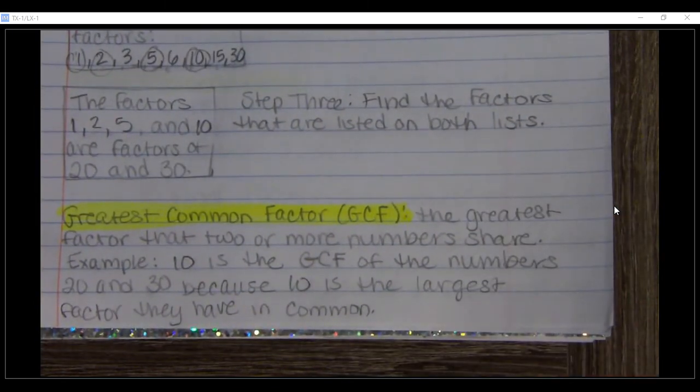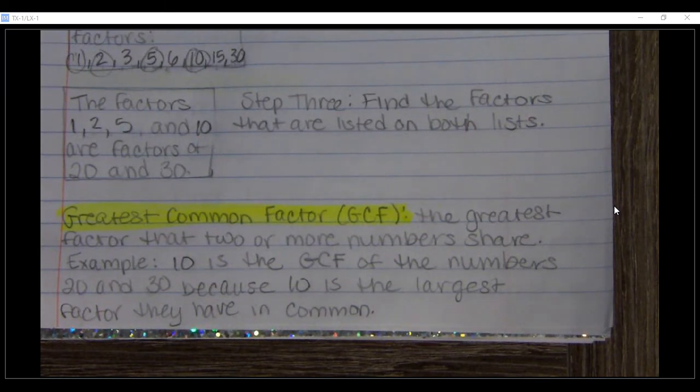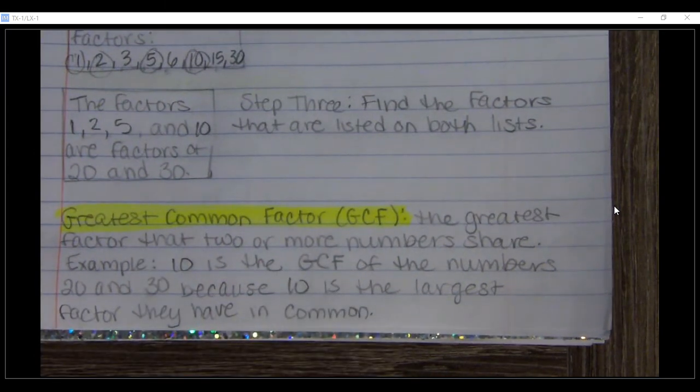So for factors, we're finding the biggest number that both of them share. So the biggest number that can be multiplied to equal both of those numbers.